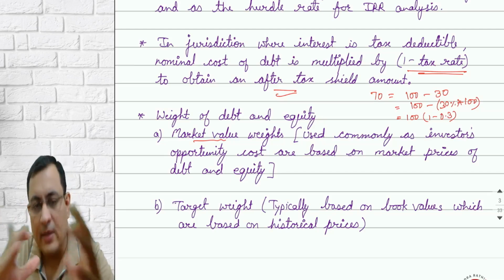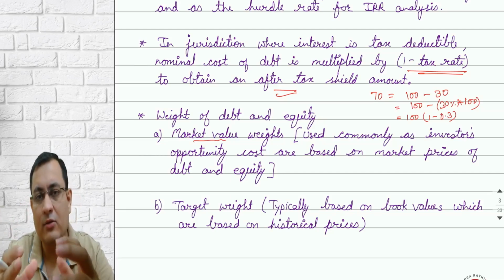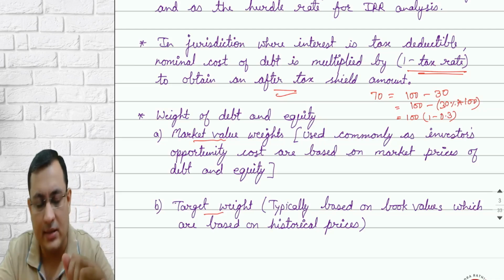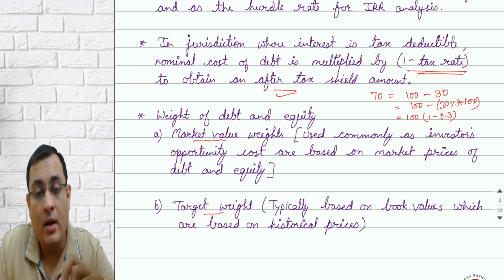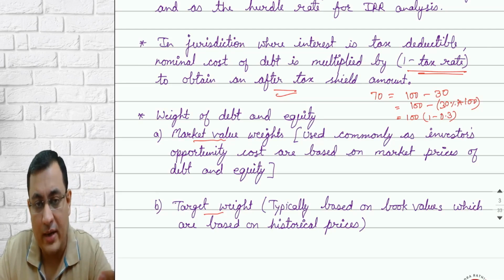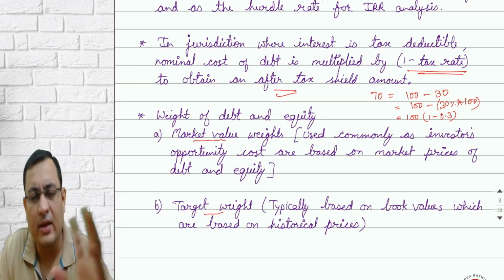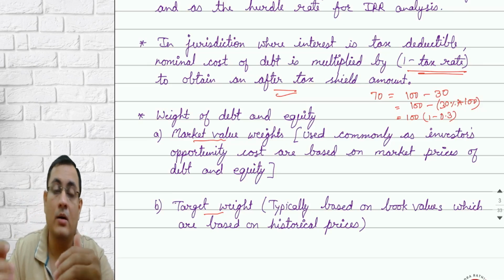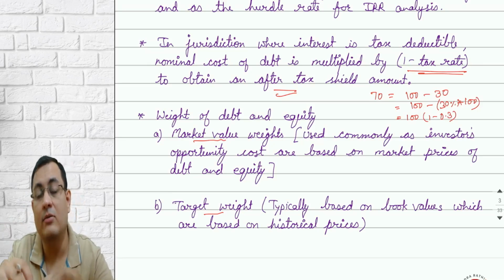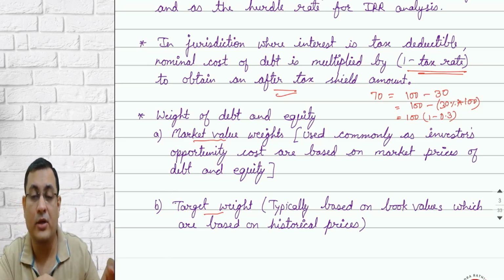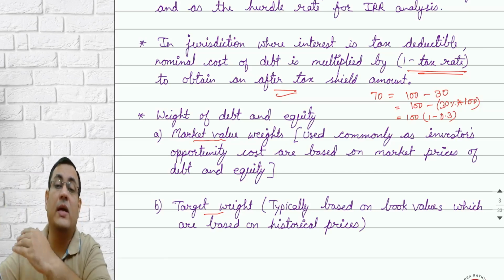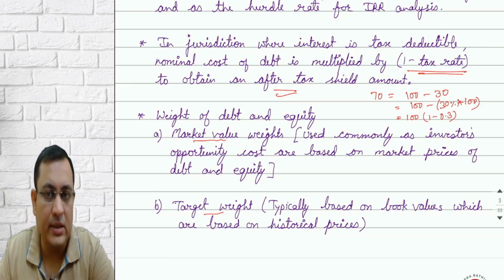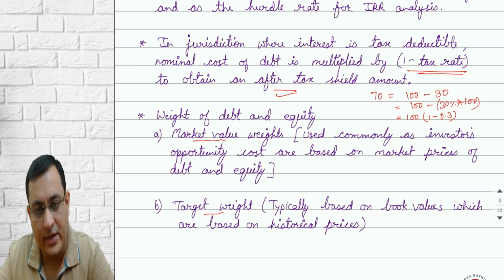Next, second, sometimes target weights are also used. Now, what is target weight? This we will discuss in the later part, where the company may use target weights rather than using the actual market weight. There are reasons, because market values fluctuate very frequently. Number two, the company is bothered about what it is investing in the new project, not the value at which investors are transacting in the market.